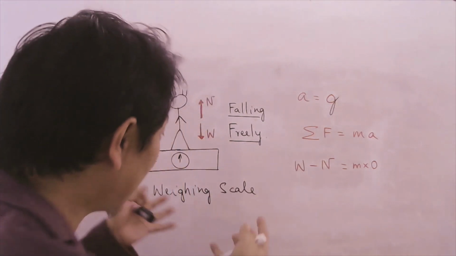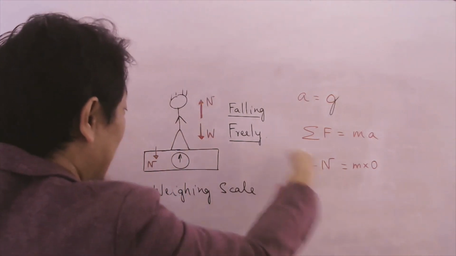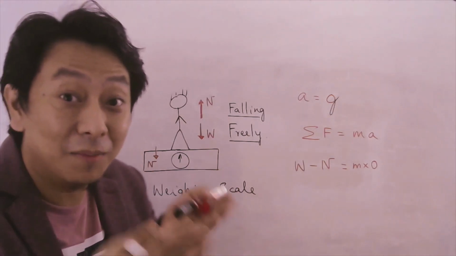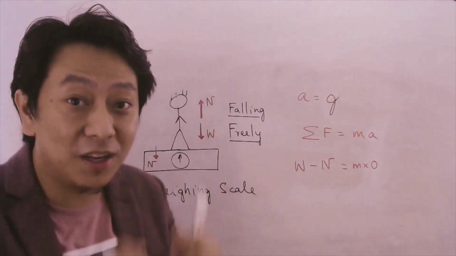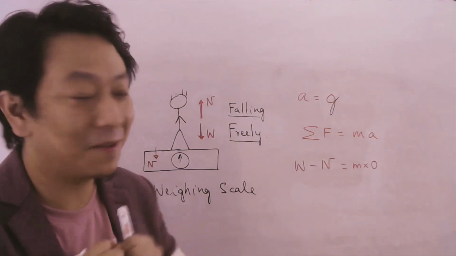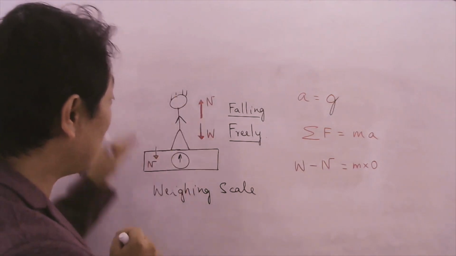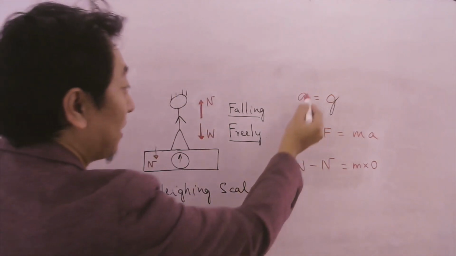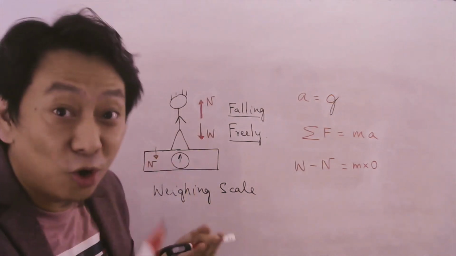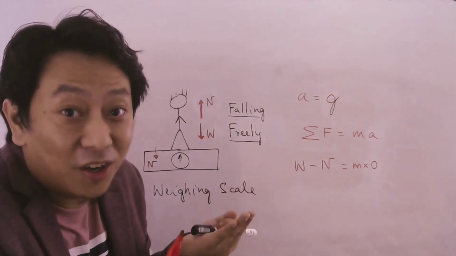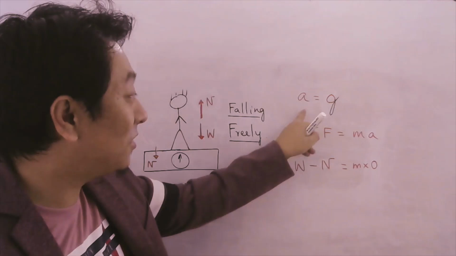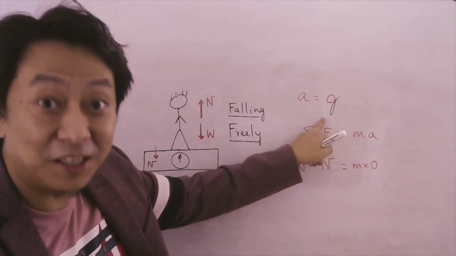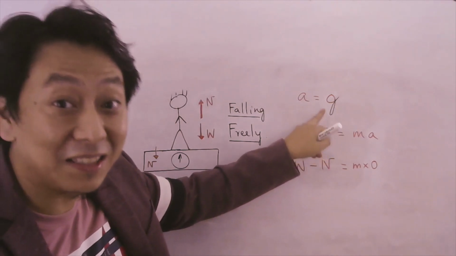It means the system is not getting any support from any other body. The only force pulling it down is gravity. When a body is falling freely, its acceleration will now be no longer zero. Obviously, it is no longer at rest. So its acceleration is equal to acceleration due to gravity, which we write as g.